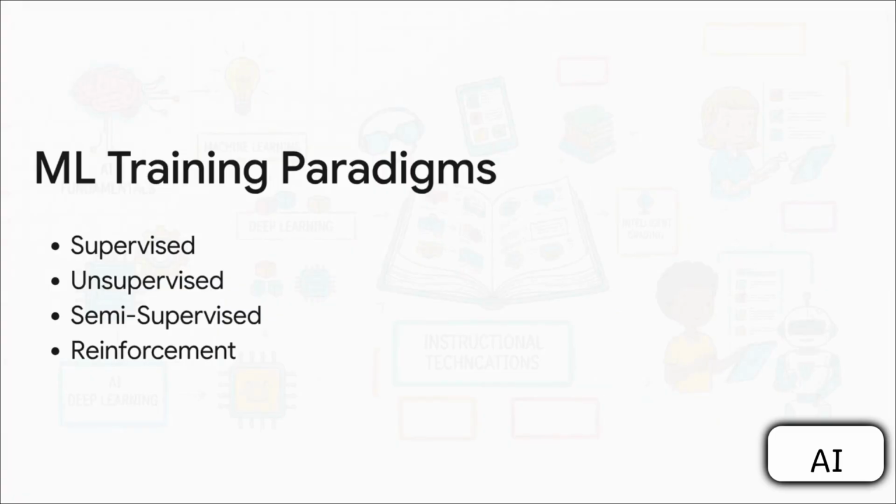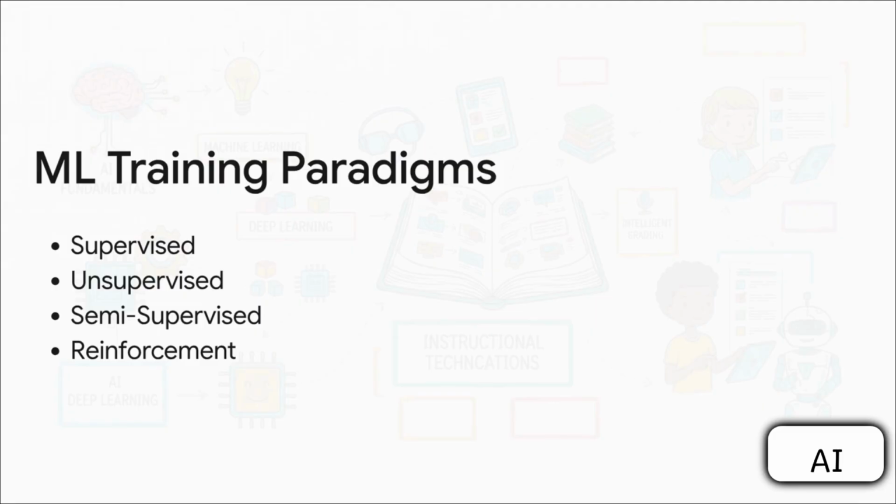But how does it actually get smarter? Well, through machine learning, or ML. ML is basically the science of getting machines to process data and make decisions without us having to explicitly program every single step. Now, you absolutely need to know these 4 training paradigms for your multiple choice questions. First up, supervised learning. Think of a student studying with flashcards, where the answers are right on the back. The system gets labeled data to recognize patterns.